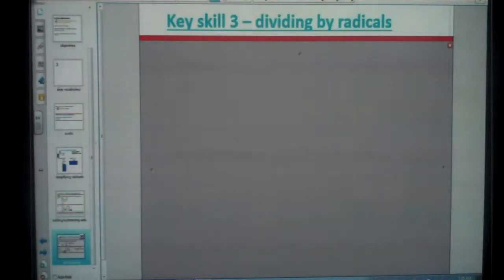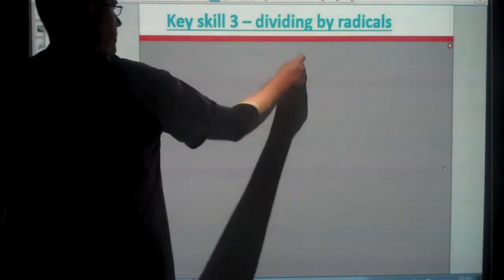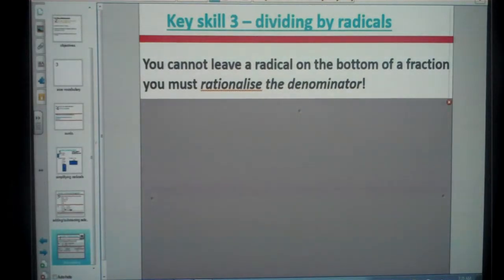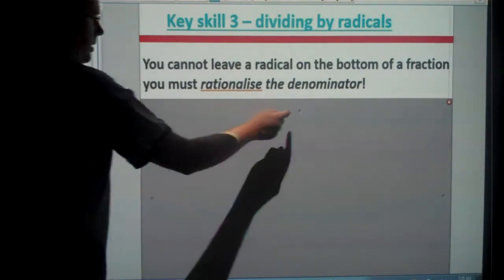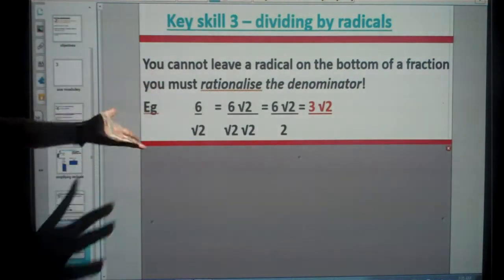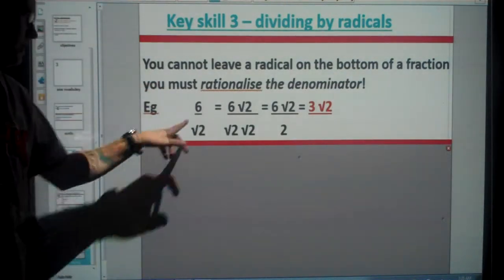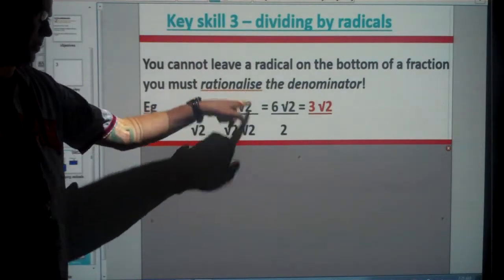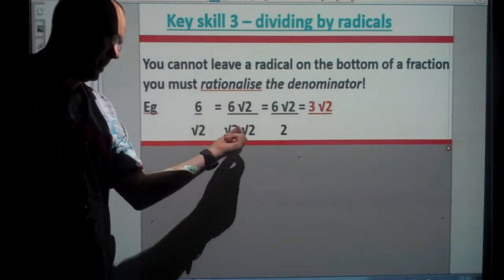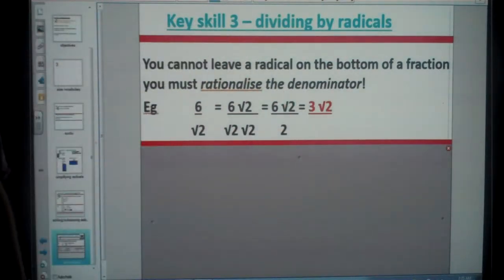The other thing is rationalizing the denominator, which actually comes in with dividing by radicals. So remember, you're not allowed to leave a radical on the bottom of a fraction, so we're going to rationalize that. And the English spelling is with an S there. So if I have something like 6 over radical 2, all I'm going to do is multiply top and bottom of this expression by that same radical. The reason that works is radical 2 times radical 2 is 2, the radicals cancel each other out and just leave me with the number.